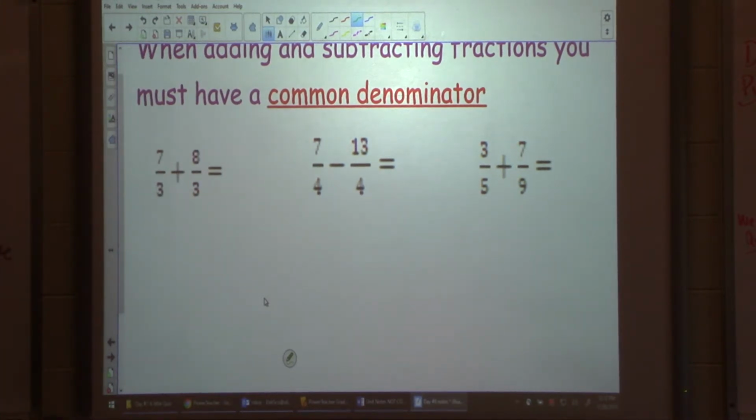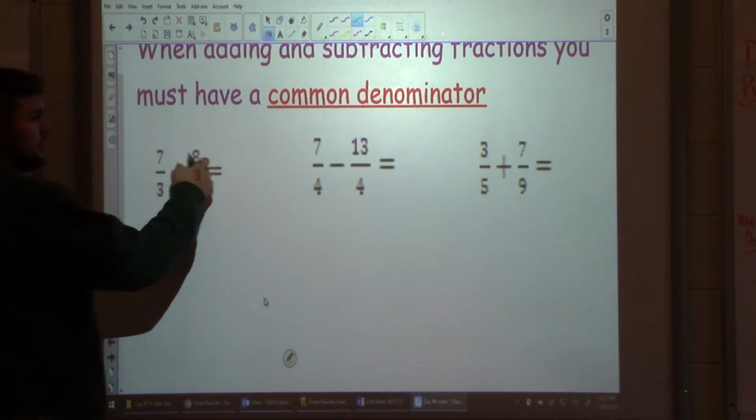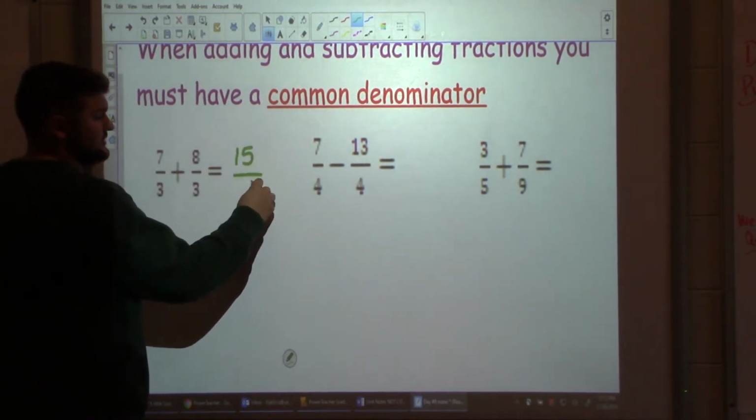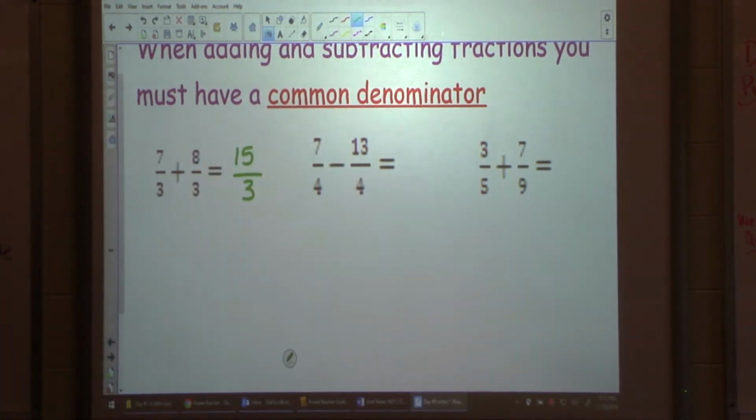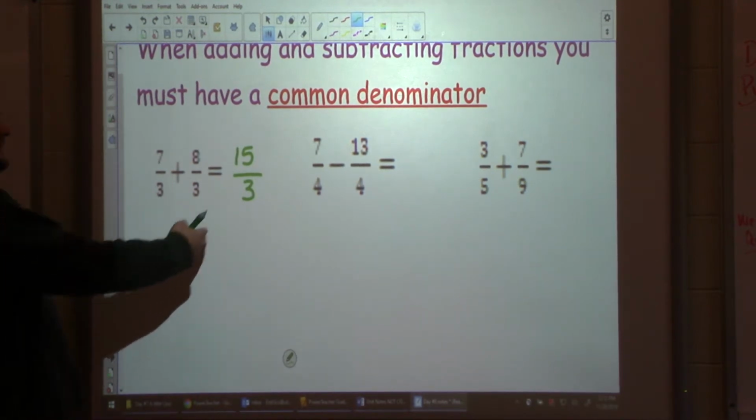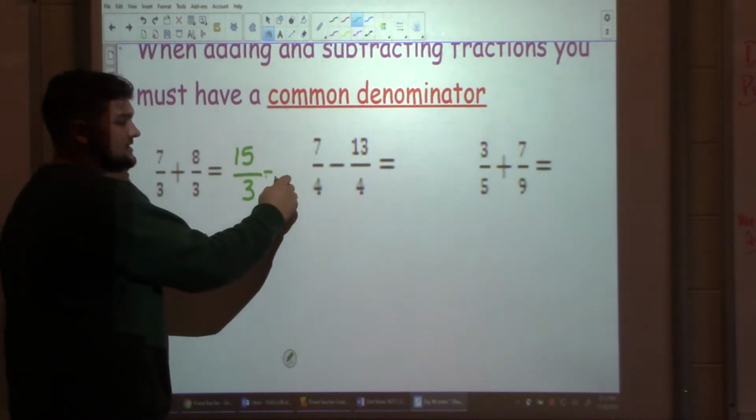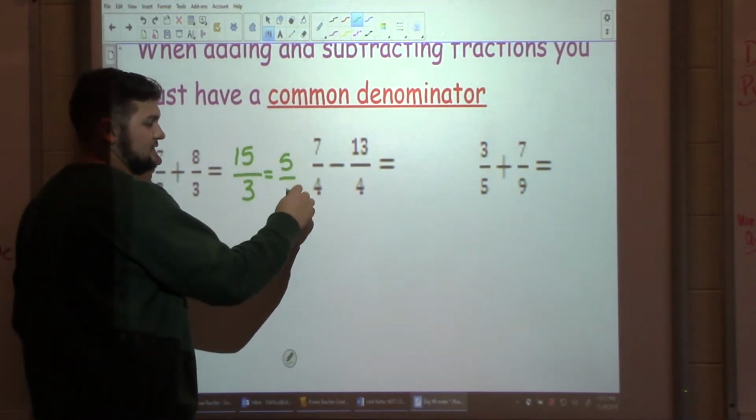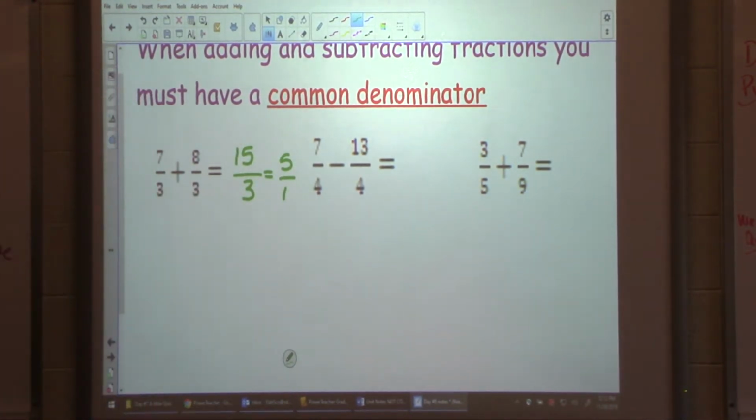So when I add fractions that have a common denominator, how do I do that? Is it like multiplying where I go 7 plus 8 and 3 plus 3? No. How do I do it? Add the numerators, keep the denominator. Good. So 7 plus 8 is 15 over 3. Now, would I leave an answer like this? No, we always simplify when we can, right? So it would become 5 over 1 or just 5.